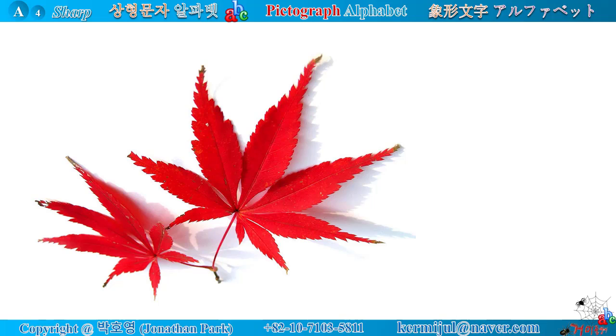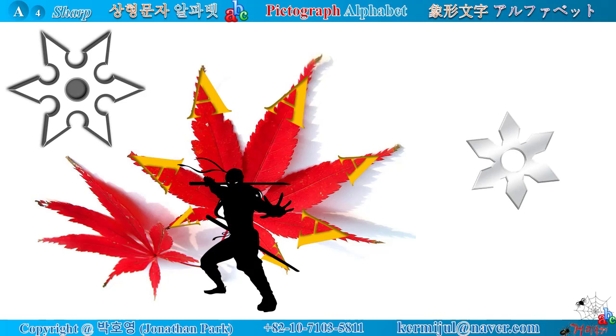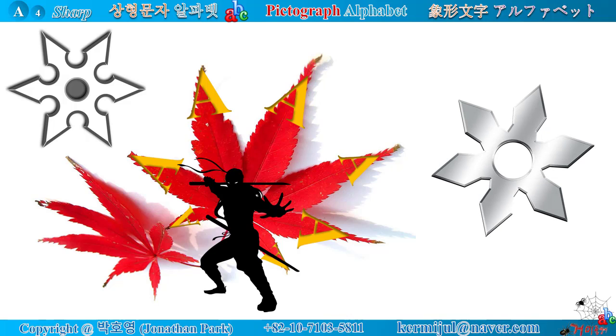Maple leaves are very sharp like the peak of the alphabet A. Maple leaves are very similar to a ninja star. Ninja stars are also very sharp like the peak of the alphabet A.